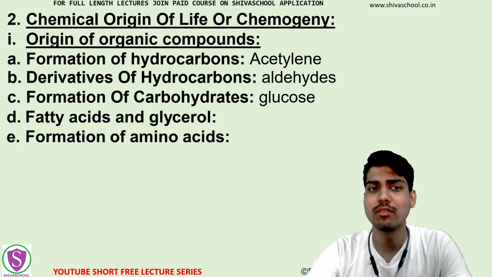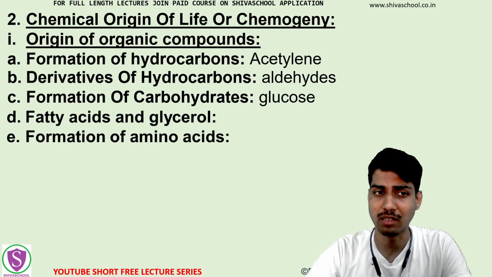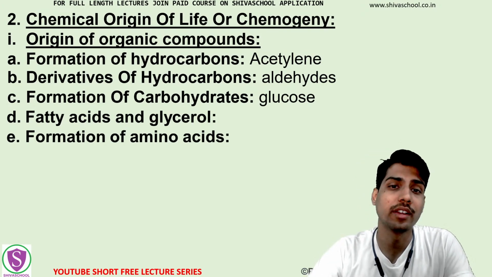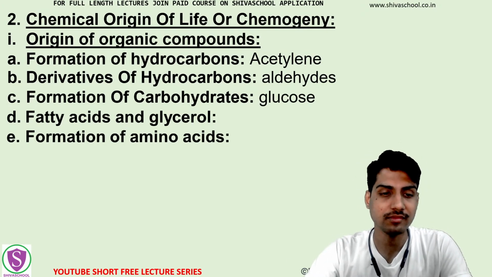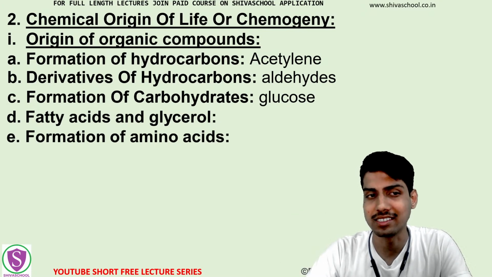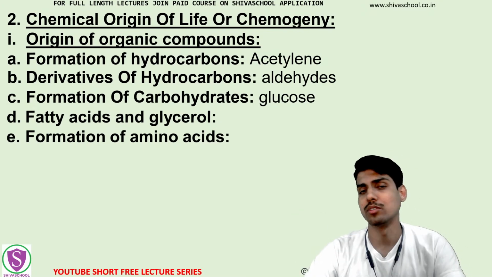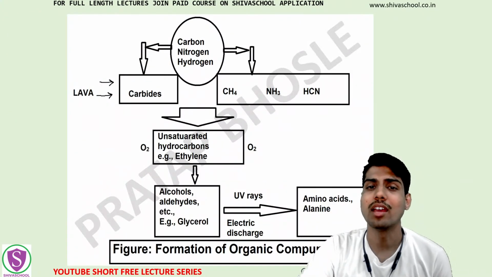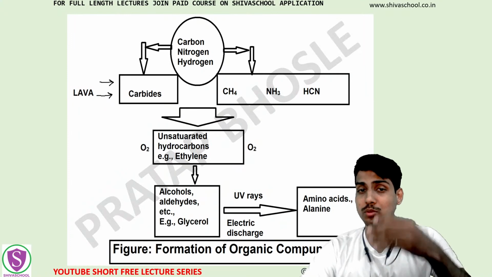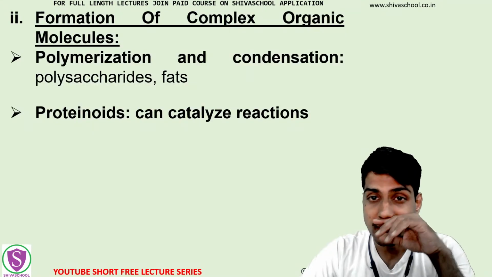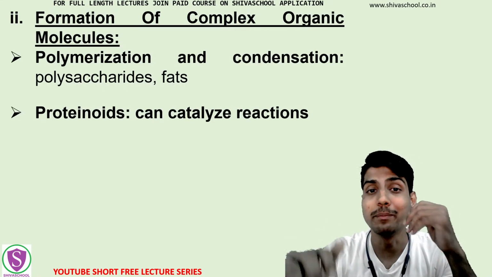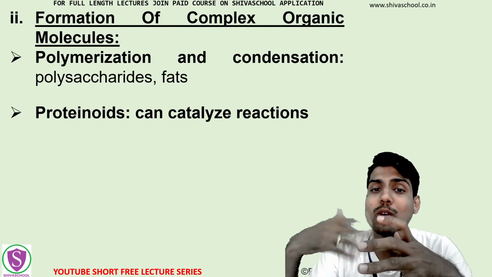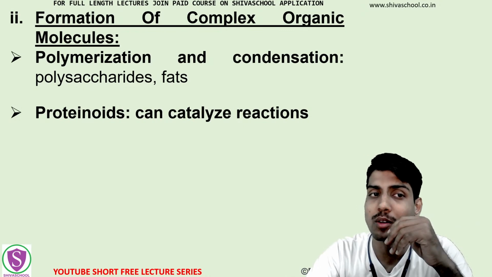Then we have seen the chemical origin of life. We have seen the origin of different organic compounds: hydrocarbons, carbohydrates, and different derivatives of those hydrocarbons, glycerol, fatty acids, lipids. We have summarized all that organic formation into this one diagram. Then we discussed the complexation of those simpler compounds, how the complex forms are going to be formed.